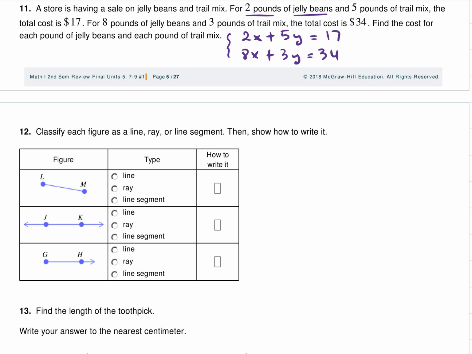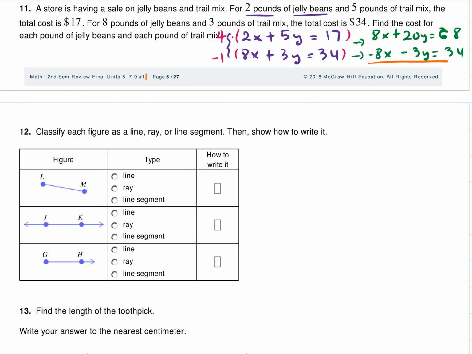To solve this system, I will multiply the first equation by 4, since 4 times 2 is going to give me 8X. To cancel the X, I need one of them negative, so I will multiply the second equation by -1. Then we will have 8X plus 20Y equal to 68. And the second equation is -8X minus 3Y equal to -34.